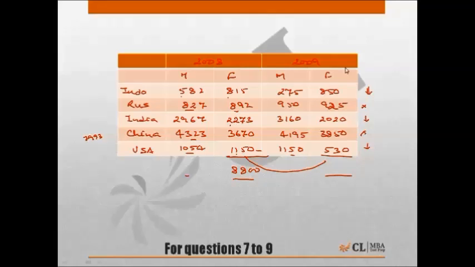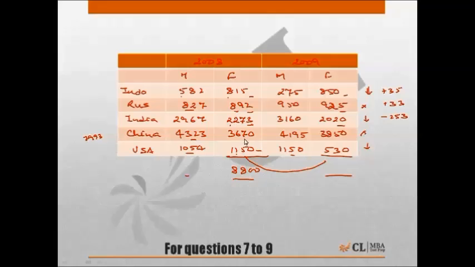But from my point of view, I normally don't do that. I just look at the difference. The number of females who have died has increased in Indonesia from 815 to 850, so it has increased by 35. Similarly, in Russia, it has gone up from 892 to 925, which is 25 plus 8, 33. In case of India, from 2273 it has gone down to 2020. So 273 minus 20 is 253. It has gone down by 253.